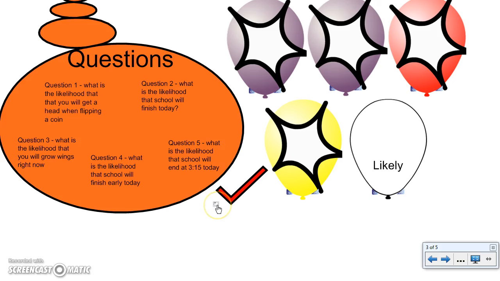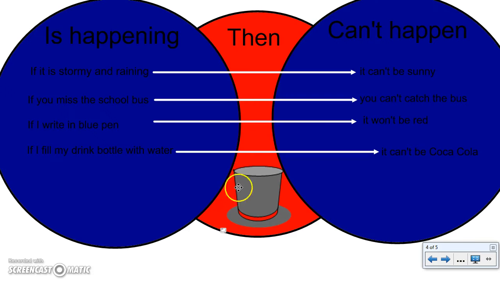To navigate to the next slide, just use the tick. Now, this section is to help the students to figure out if something is happening, then another thing can't be happening. So we've got 3 circles. We've got the is happening side, we've got the red circle which is the then, and then we've got the other blue circle which is can't happen.